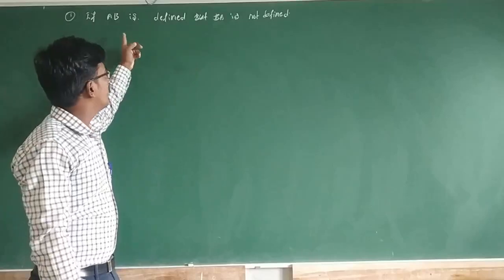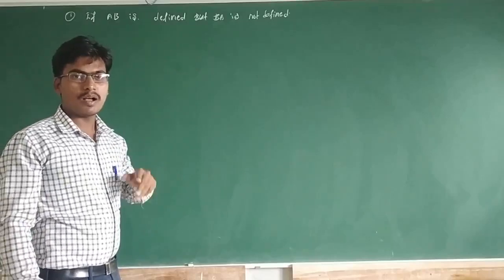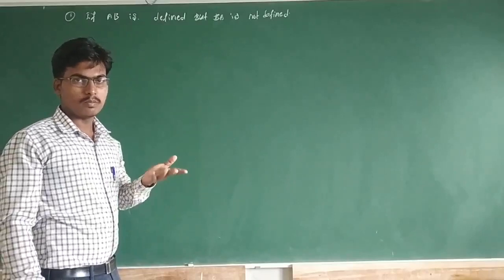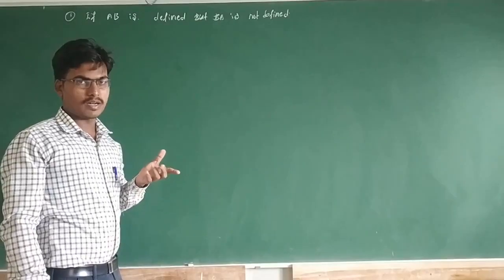But AB and BA both are defined when both A and B are square matrices.